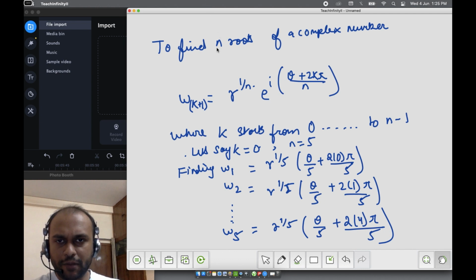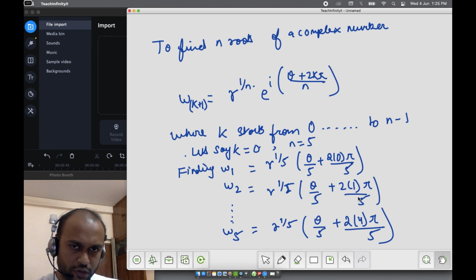the formula implies that to find n roots of a complex number, you have two values. One is n, and one is k. k always starts from 0 all the way to n minus 1. n is the number of roots, the nth root that you want to find. So k will start from 0 and will go at most till 4, right?